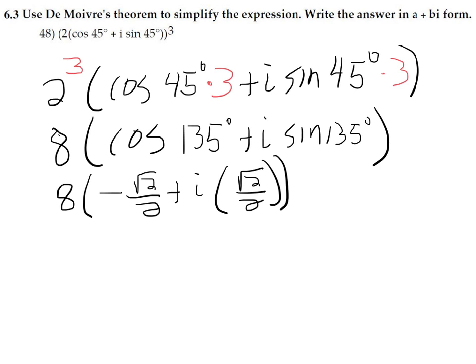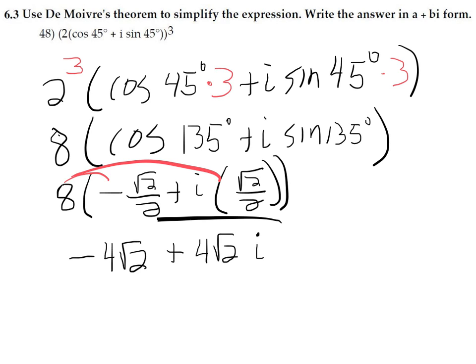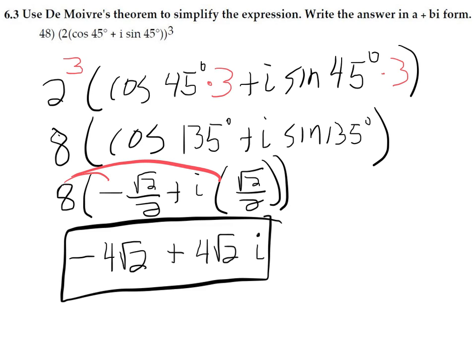Now we distribute the 8 in, and we get negative 4 square root of 2, because the 2 cancels with the 8, leaving 4 times the negative square root of 2, and plus 4 square root of 2. And I'm going to put the I on the right so that we're actually in full a plus bi form as requested. And that's all there is to it.